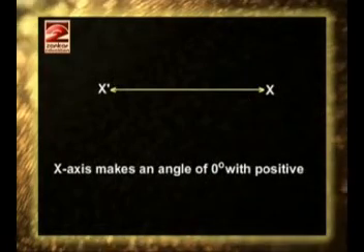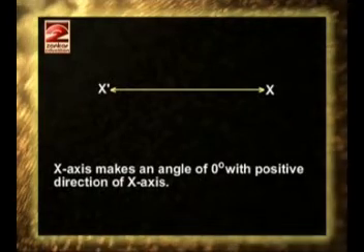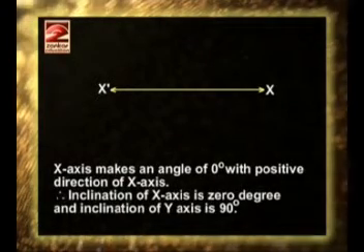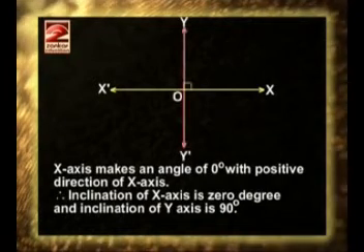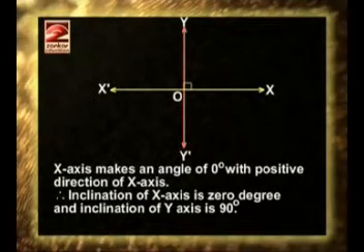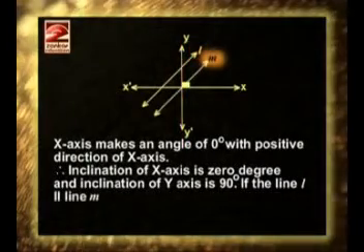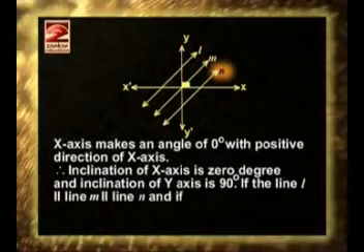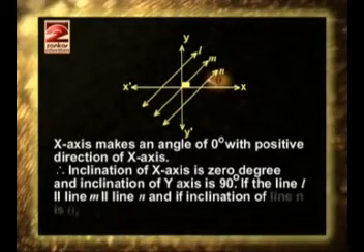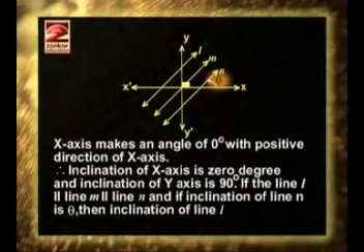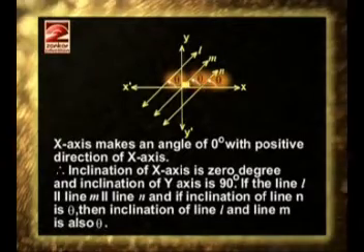The x-axis makes an angle of 0 degrees with the positive direction of the x-axis. Therefore, the inclination of the x-axis is 0 degrees and the inclination of the y-axis is 90 degrees. If line L is parallel to line M, which is parallel to line N, and if the inclination of line N is theta, then the inclination of line L and line M is also theta.